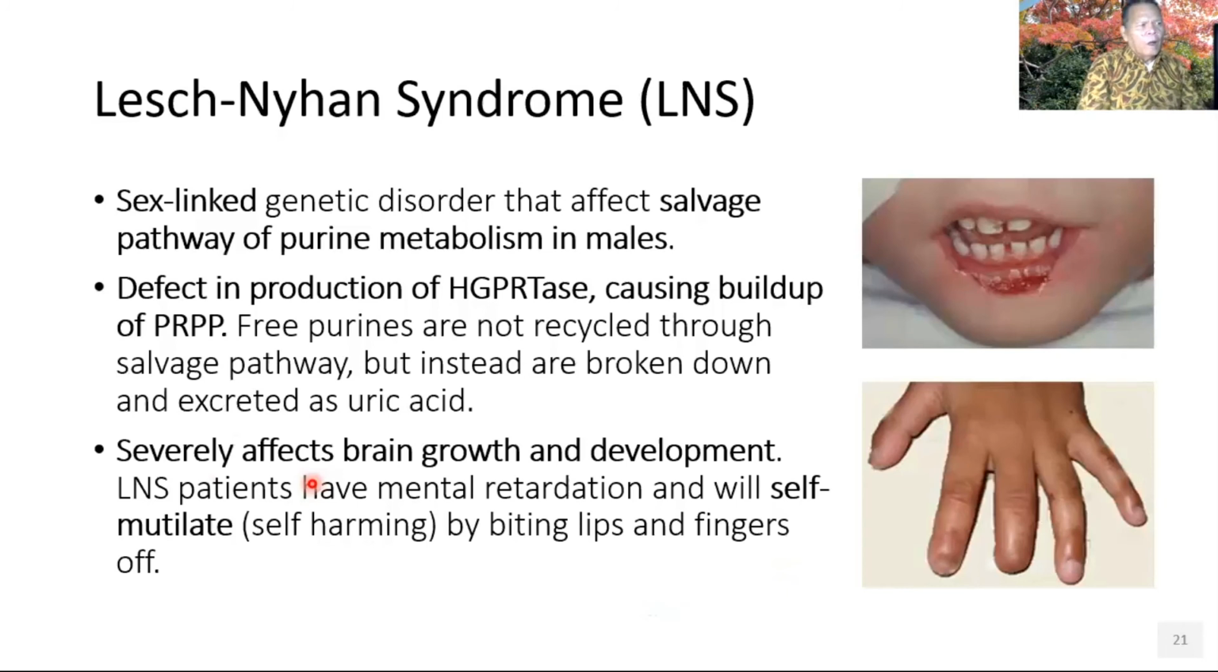Now let's move to Lesch-Nyhan syndrome. It is a sex-linked genetic disorder that affects the salvage pathway of purine metabolism in males. A defect in production of HGPRTase causes a buildup of PRPP. Then these purines are not recycled to the salvage pathway, but instead are broken down and excreted as uric acid. It separately affects brain growth and development.